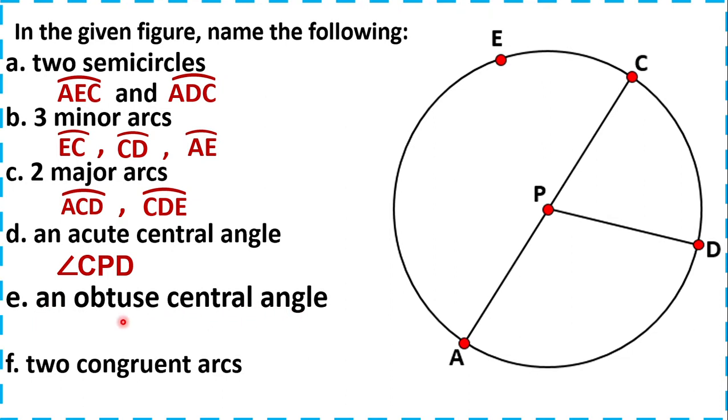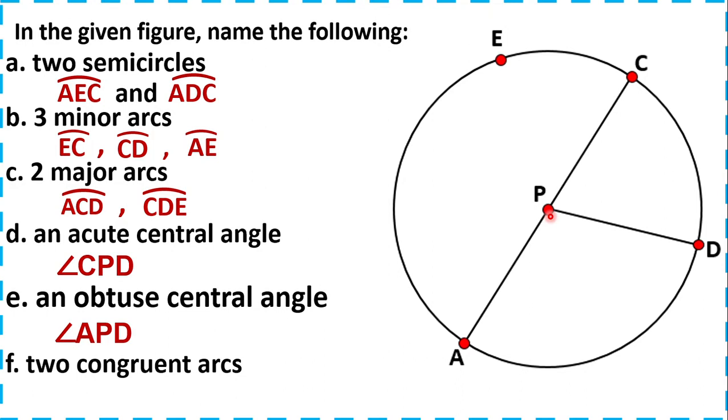Next, an obtuse central angle. Obtuse is greater than 90 degrees but less than 180 degrees. So for the obtuse central angle, we have angle APD. This is an obtuse central angle, greater than 90 degrees and a central angle. So, angle APD.